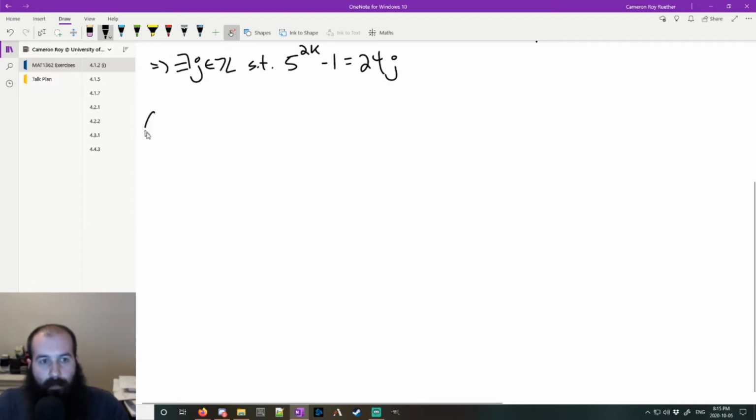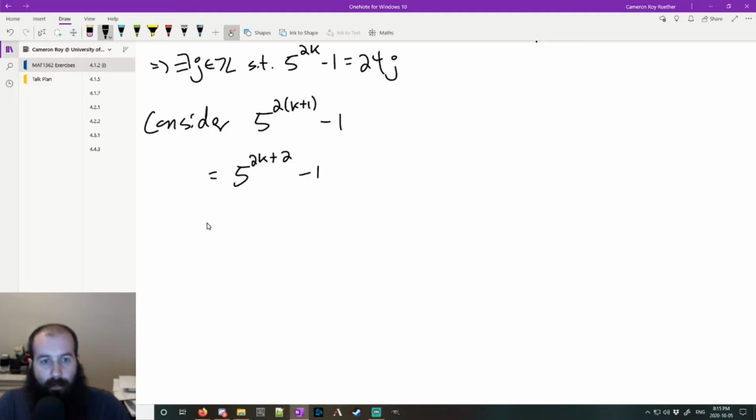And now we would like to consider the next expression, which is 5 to the power of 2k plus 1 minus 1. We can expand this, looking to isolate 5 to the 2k. So this is 5 to the 2k plus 2 minus 1. And this is 5 squared times 5 to the 2k minus 1. So we have this coefficient of 25.